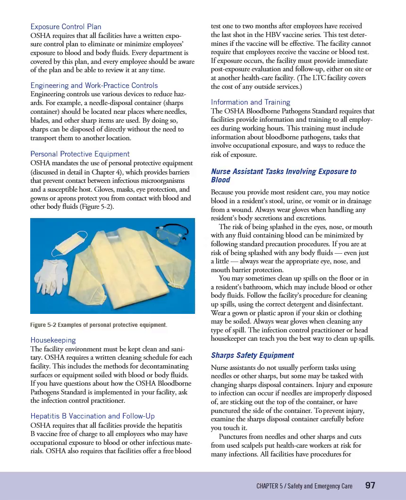Engineering and practice controls. Engineering controls use various devices to reduce hazards. For example, a needle disposal container, sharps container, should be located near places where needles, blades, and other sharp items are used. By doing so, sharps can be disposed of directly without the need to transport them to another location.